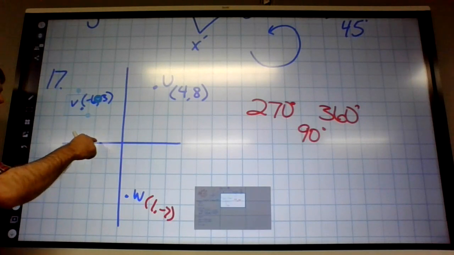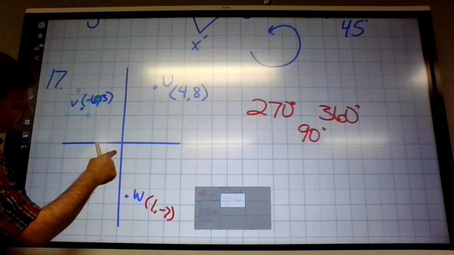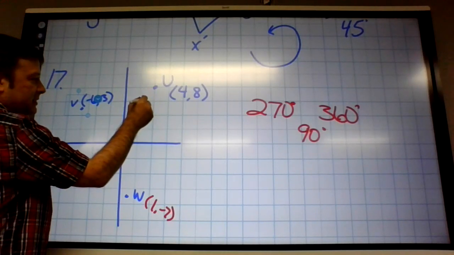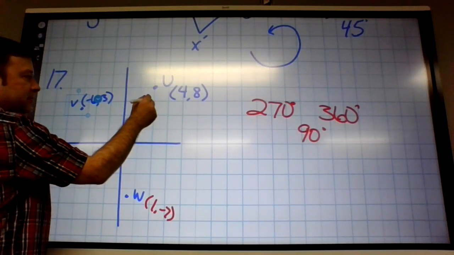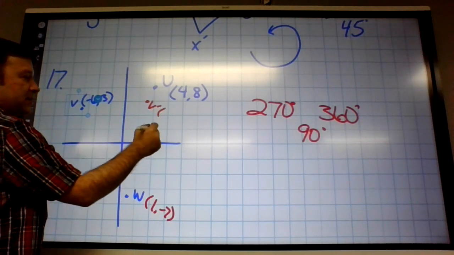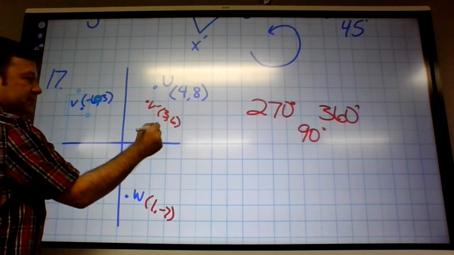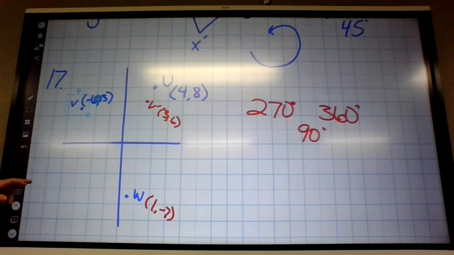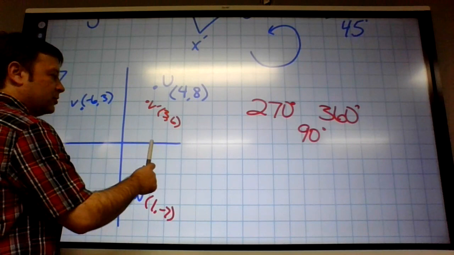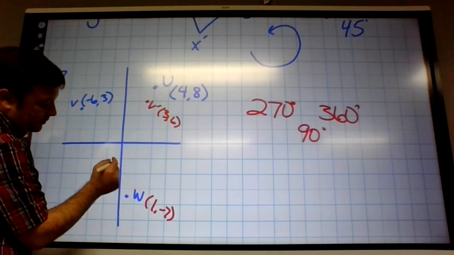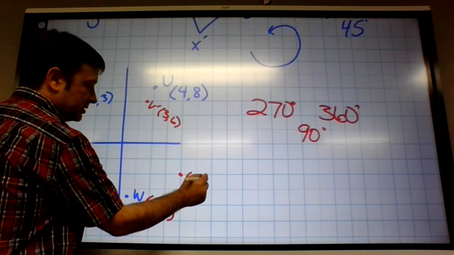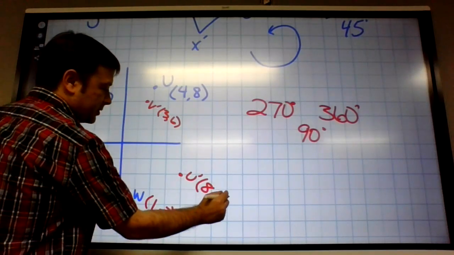So anyways, -6, 3, so it's like left 6, up 3. Remember how I had you turn your head and go left 6, up 3? That's kind of the thing. So V prime would be at 3, 6. I did not do that right. Okay, U is 4 to the right and 8 up. Turn my head, 4 to the right, 8 up. So U prime is at 8, -4.